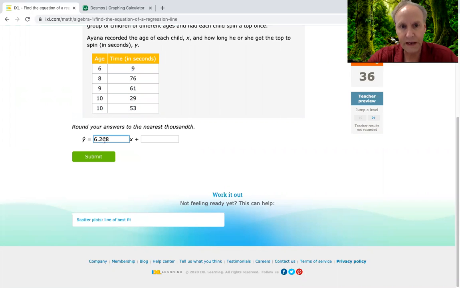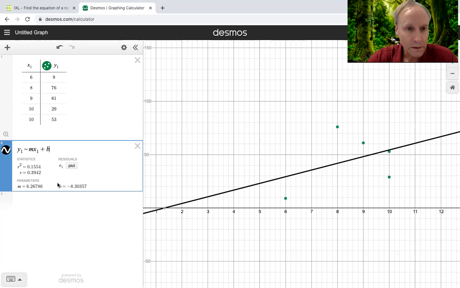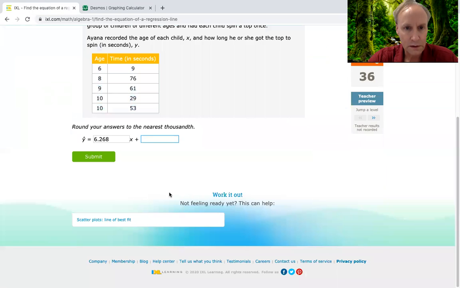For every year of age, we expect that the top is going to spin an extra 6 minutes. That's what that would be an indicator of, which is why this pair seems to be the big indicators. And the negative 8.304. Which doesn't really have a real meaning in terms of what's happening there. In other words, a baby would get it to spin negative 8 minutes. No, it doesn't make any sense.